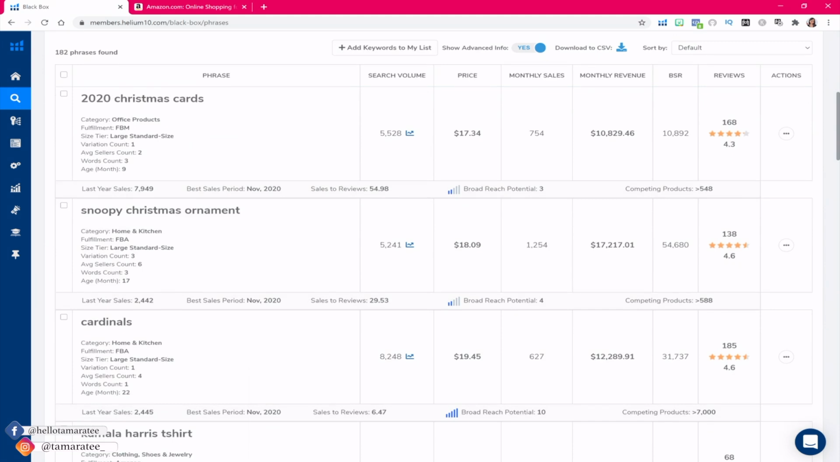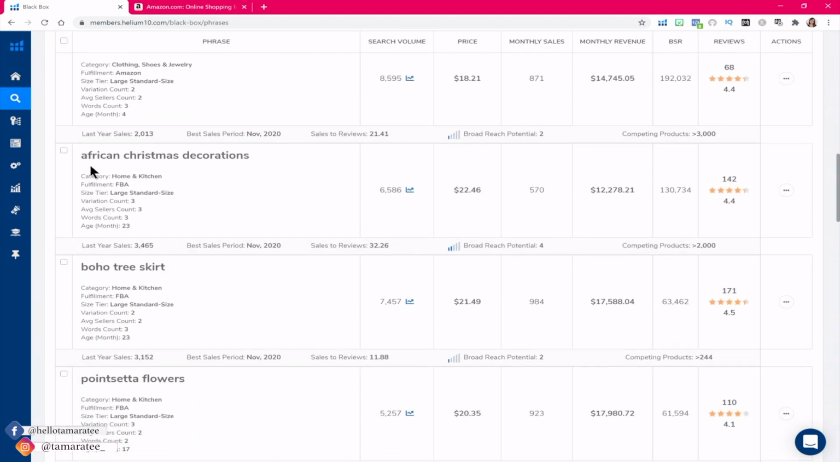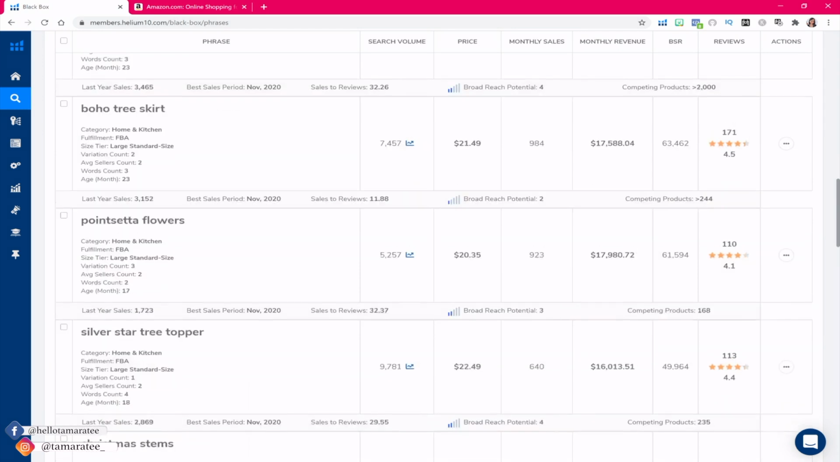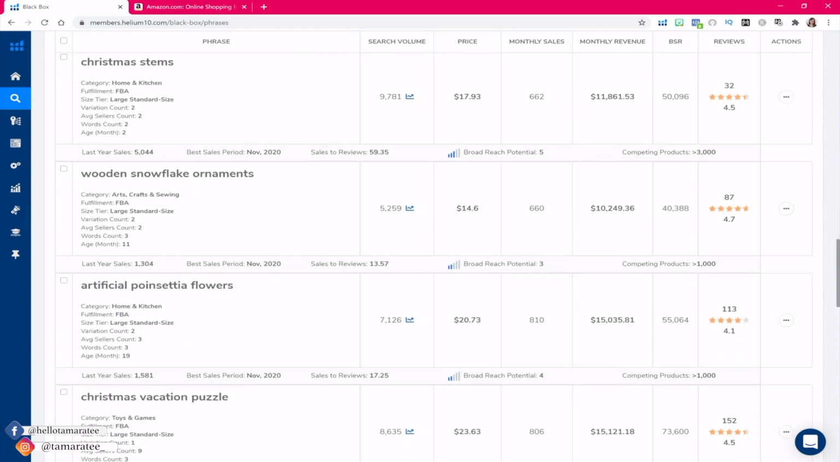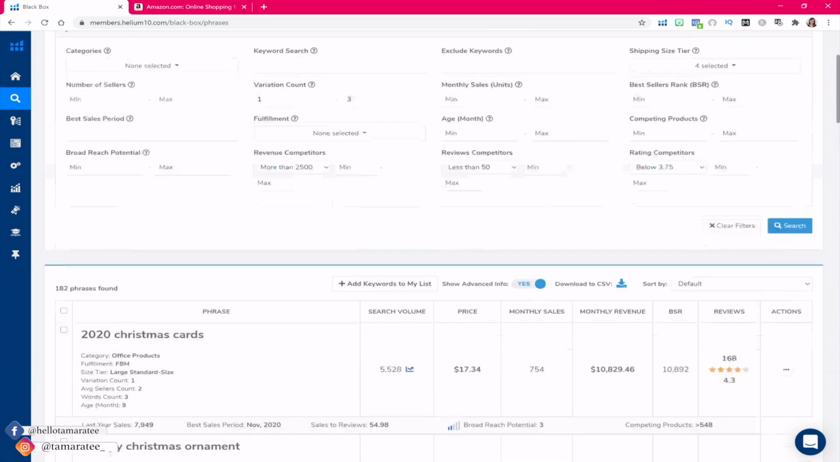By the way, I am doing this tutorial around the Christmas season. That's why you are seeing so many Christmas keywords. But if you are doing Amazon product research on just a normal month, then you will see a ton of different types of keywords that will appear here. So this is one way to use Black Box to find products.